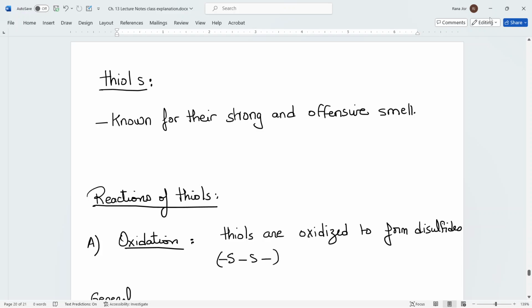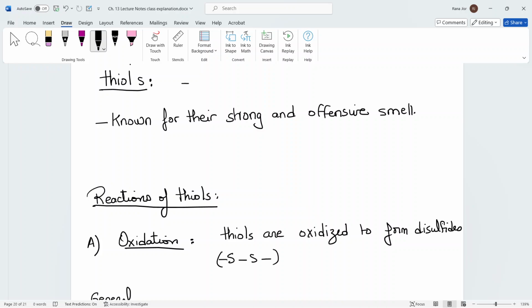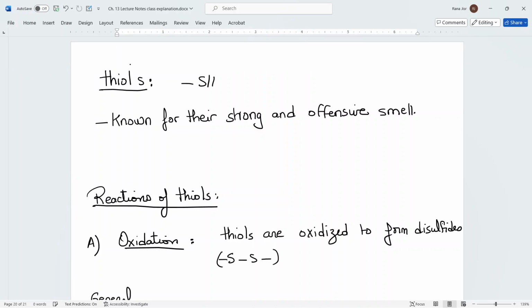The last functional group in this chapter are thiols. Thiols are organic compounds that end in SH, and they have an offensive smell. For example, the odor in onion is specifically from a compound which is propane thiol. This one is propane thiol, and this is what gives the onion its odor.